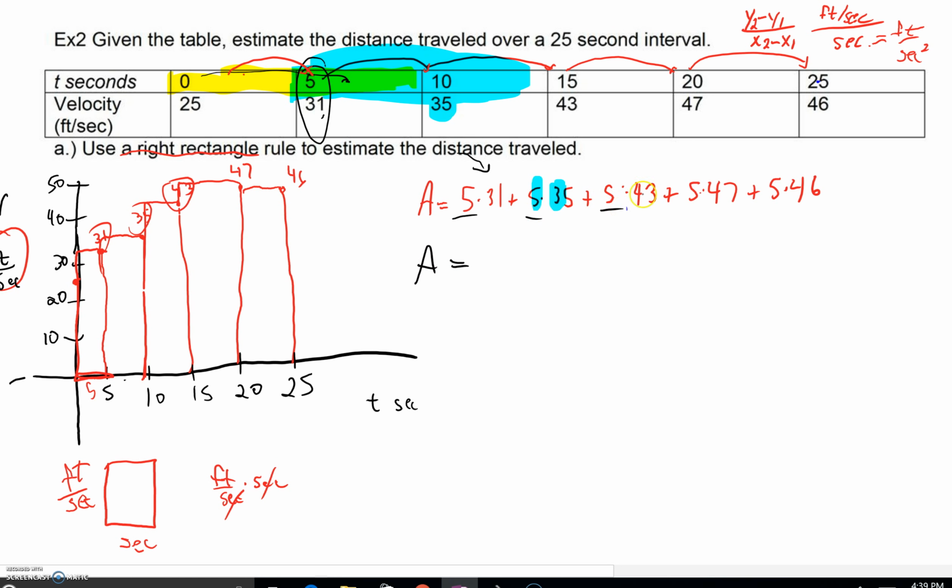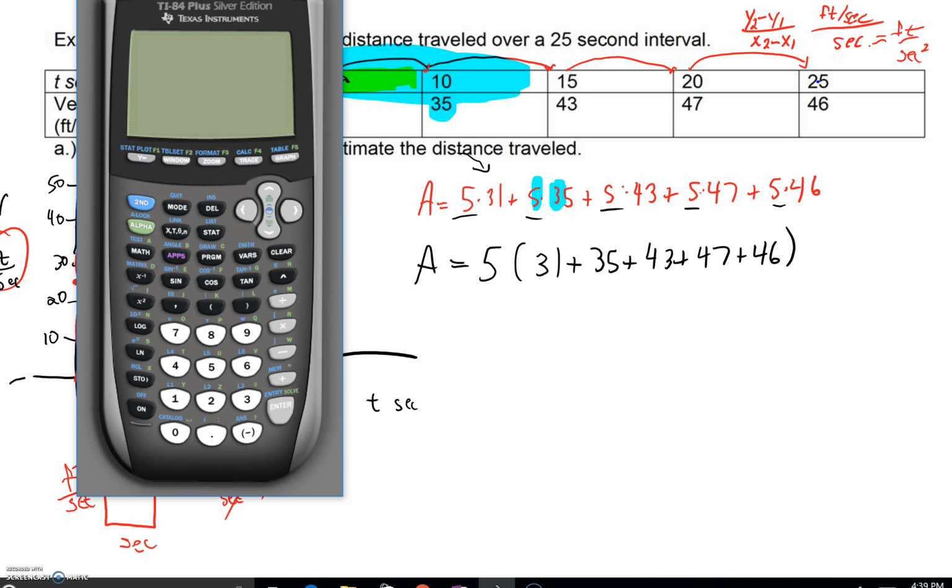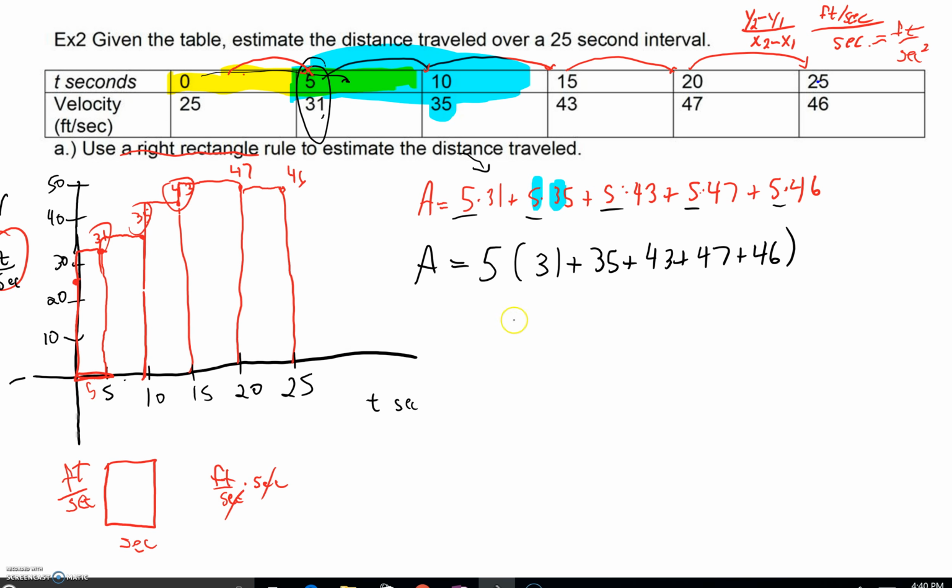I do want to point out, when your bases are all the same, and they are the same here, feel free to factor out that base. The reason why is that, yes, we are going to have to do some work to finish this problem up. You could multiply 5 to each of those heights and add them all together. Or perhaps this is an even quicker way. You could just type in a 5, parentheses, and then 31 plus 35 plus 43 plus 47 plus 46, close your parenthesis, and you'll get 1010.